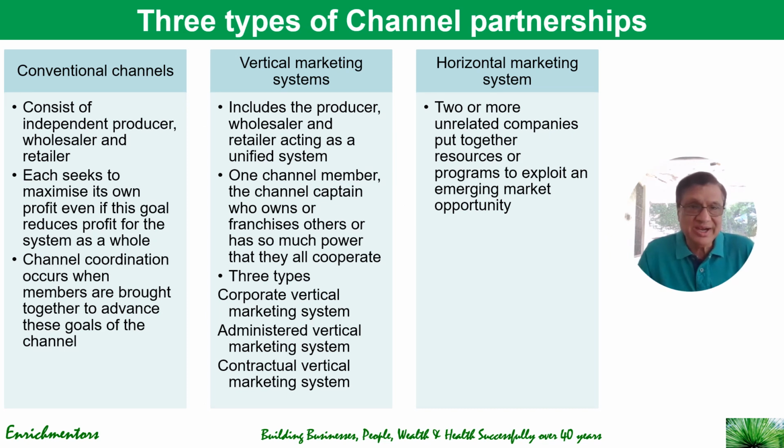What are the kinds of channel partnerships? You can look at conventional channels, vertical integrated systems, or horizontal marketing systems. The conventional channels consist of an independent producer, independent wholesaler, and a retailer. So all three parties are independent. Each seeks to maximize its own profit, even if this goal reduces profit of the system as a whole. So each one works independently.